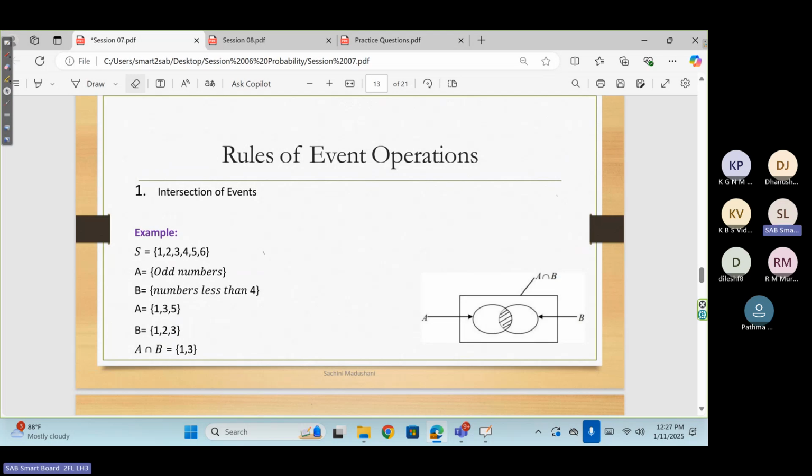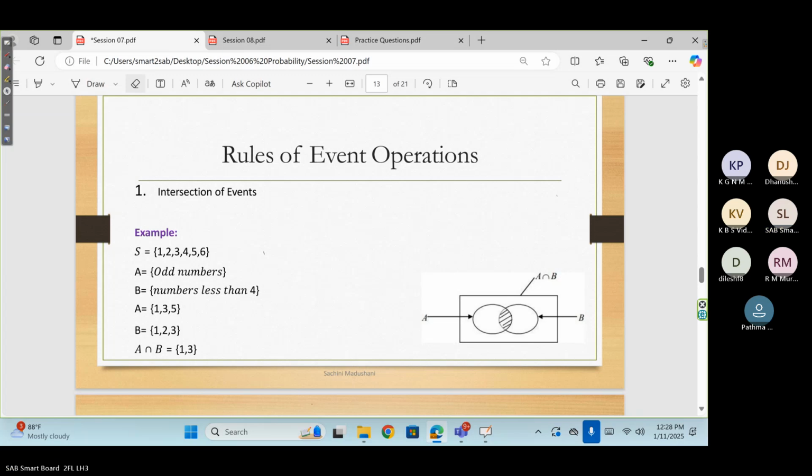Next one is: what are the rules of operation? Now you know what is the event, what is the sample space, what are the sample points. Do you know intersection, union, complement? Yes or no? No. Okay. Then the first operation is the intersection of the events.